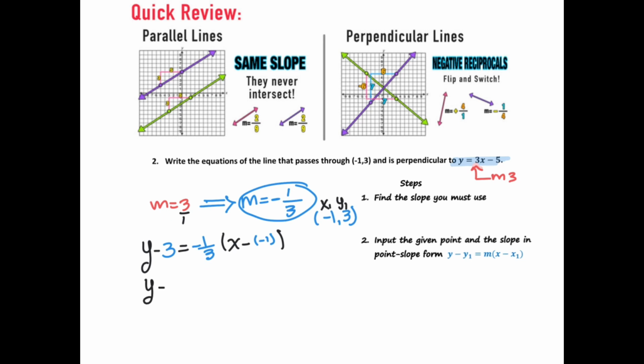y minus 3 equals -1/3, parentheses x, negative and negative equals a positive, plus 1. So this is going to be a line that is perpendicular to y equals 3x minus 5. And it's also going to touch the point (-1, 3).